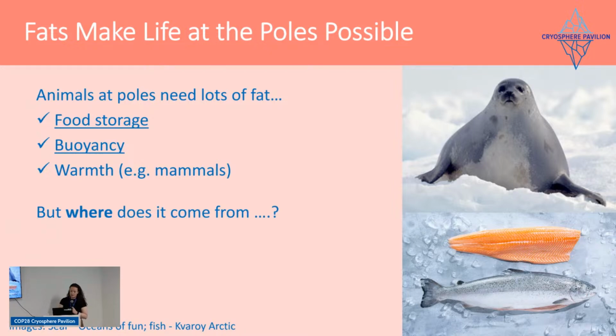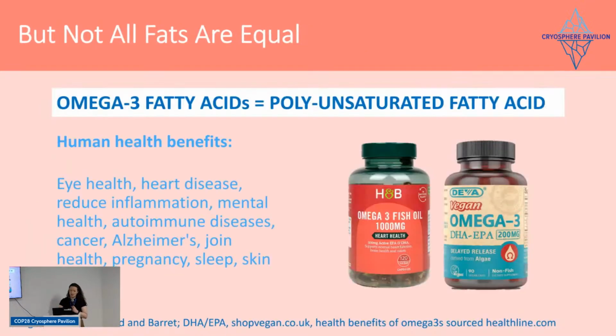But where do these fats come from? Well, they come from the phytoplankton. And because all of these animals here, like the fish and the seals, can't eat the phytoplankton, they come from the zooplankton. But not all fats are equal. So some fats are better than others. And I'm sure you've heard of omega-3 fatty acids. We're often told to eat them and consume them for our own health.